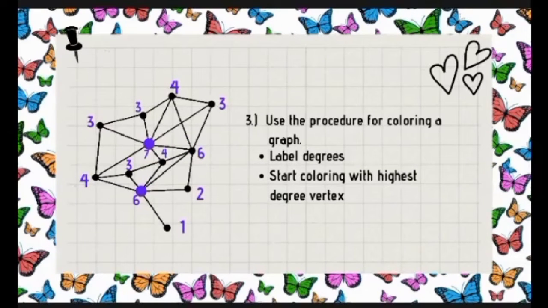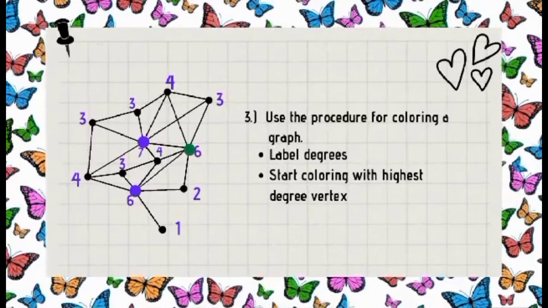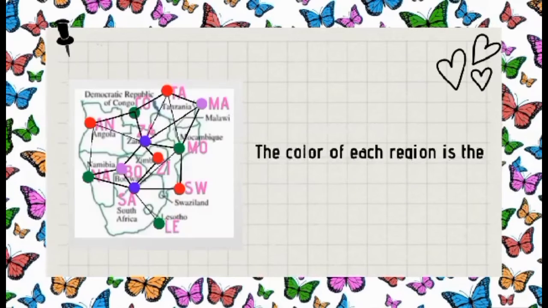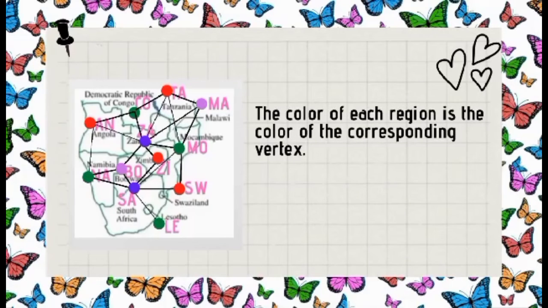Step number 1. Choose a vertex with high degree and color it. Use the same color for as many vertices not joined by edges as possible. Step number 2. Choose a new color and repeat what you did in step number 1 for vertices not already colored. Step number 3. Repeat step 1 until all vertices are colored. The color of each region is the color of the corresponding vertex.